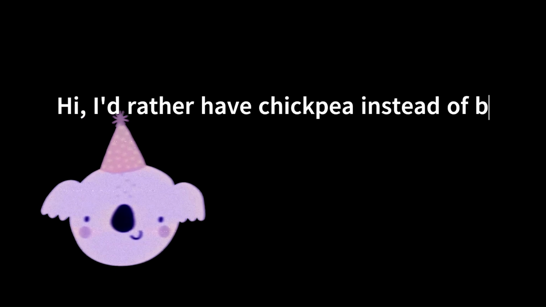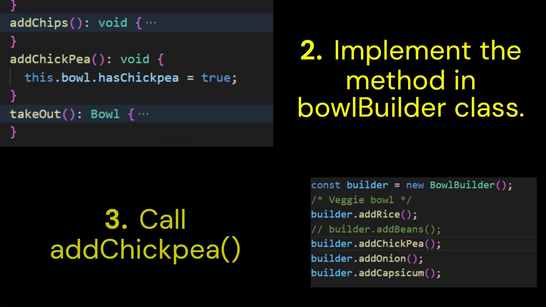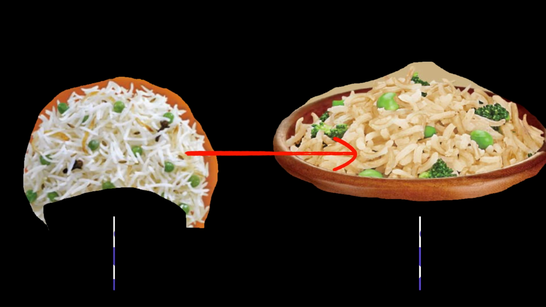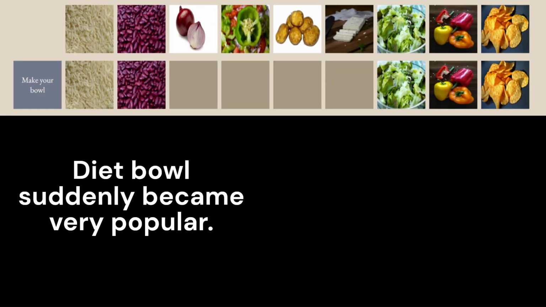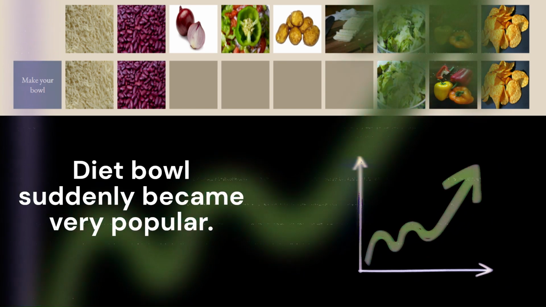What if a new group of customers now started requesting chickpea instead of beans? No problem, just add the method in the interface, add chickpea. Instead of calling add beans, you now call add chickpea. Oh, so you want to replace rice with brown rice? Do it again. An interesting problem can occur if a specific variant of the bowl suddenly becomes very popular, so popular that 6 in 10 people start ordering the popular bowl.